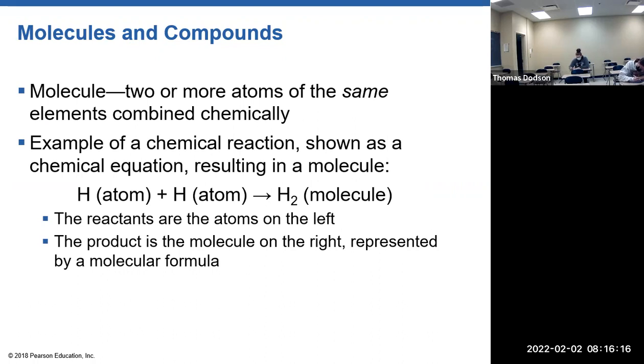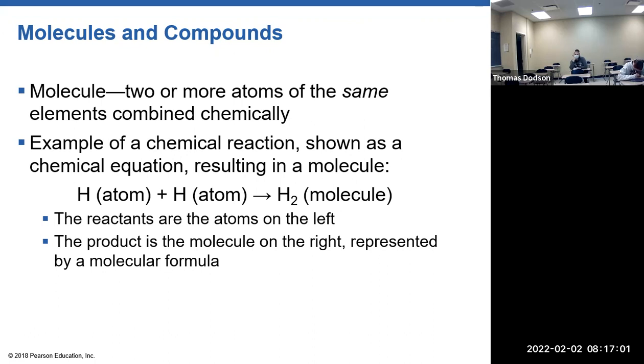Okay, molecules. Two or more atoms of the same element can be combined chemically. In this case, hydrogen and hydrogen gives you H2, and H2 is what you're usually going to see available out in nature. Rarely are you going to have just hydrogen, just H, hanging around. Why? Because it's highly reactive. It's going to combine with something. In fact, it's so highly reactive, it's extremely explosive.